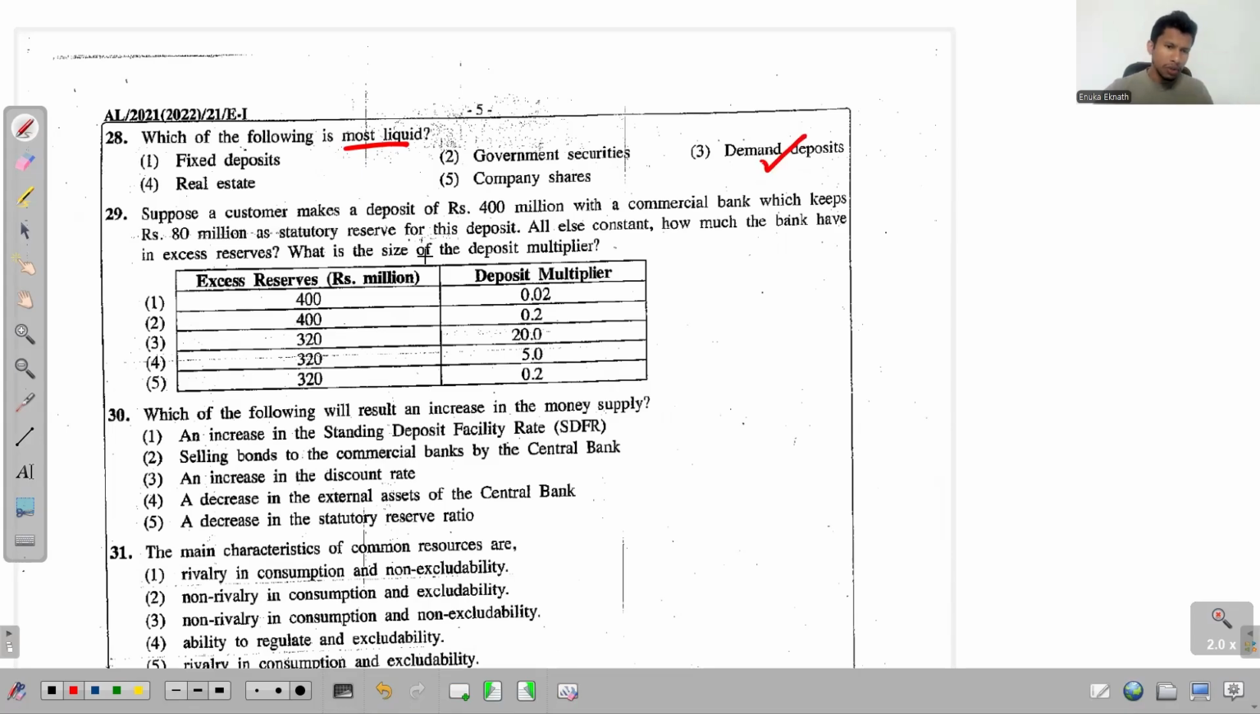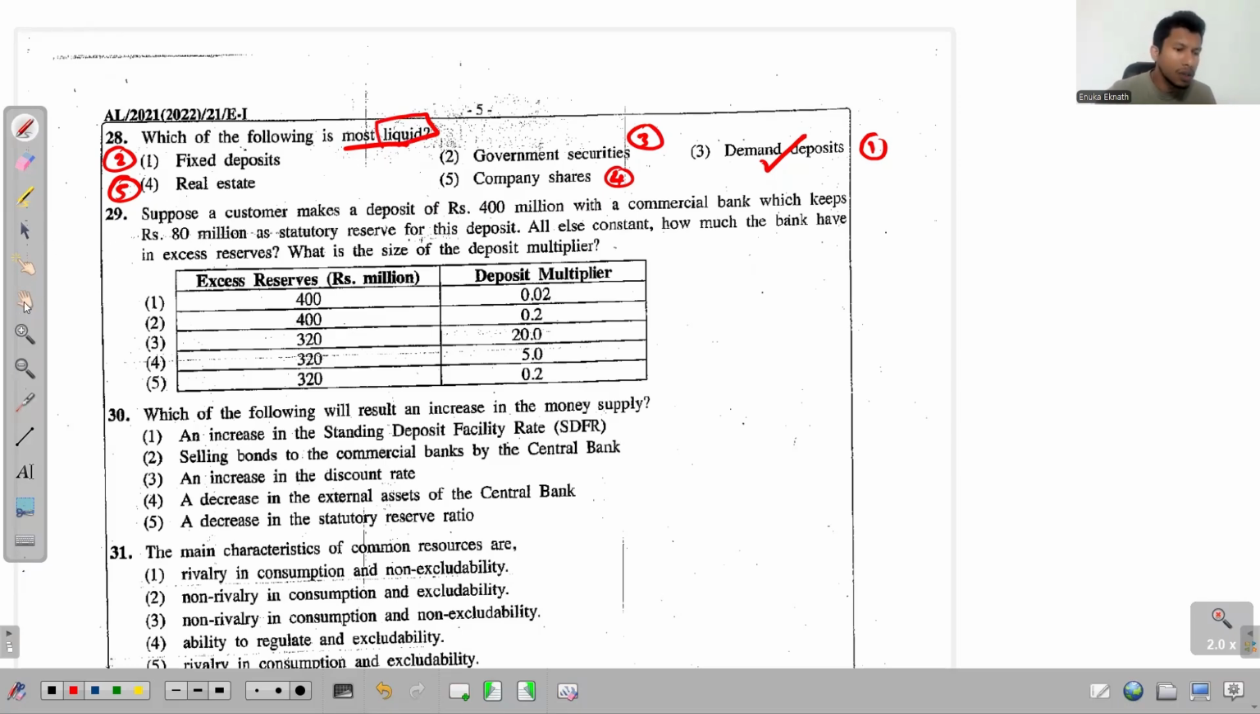And if I just show you the order of these assets based on liquidity, this will be the first one from the given options. And then we have, let's say, fixed deposits. And let's say we have government securities, and then company shares, and finally we have real estate. So this is the order that we receive if we arrange them based on liquidity.